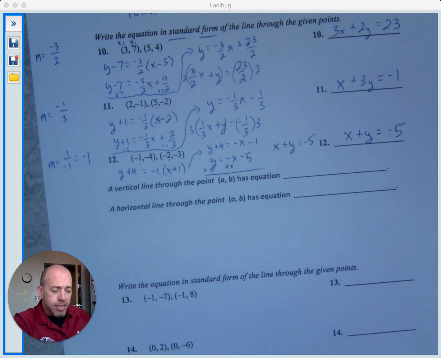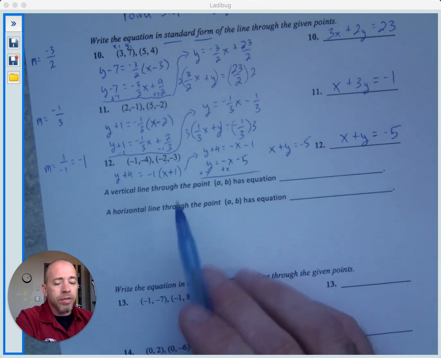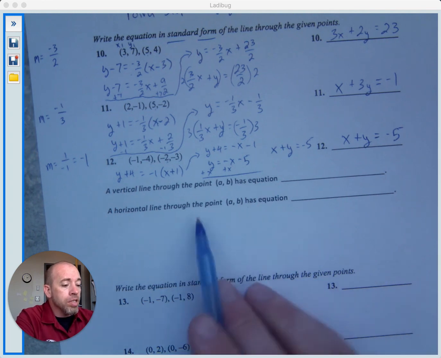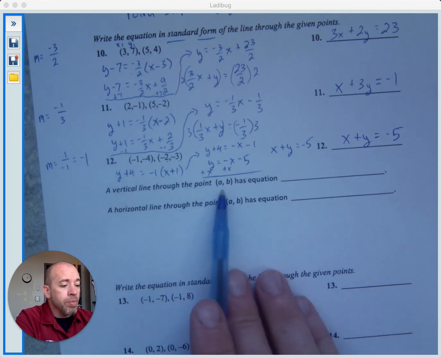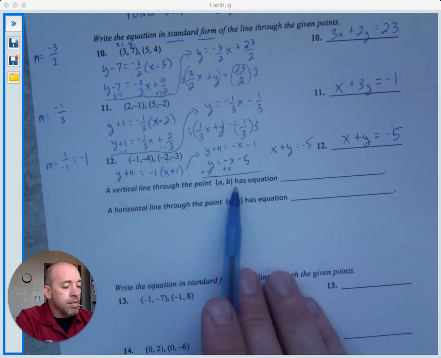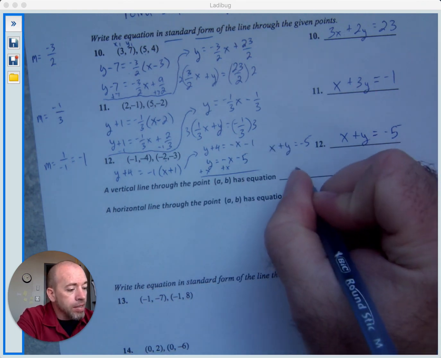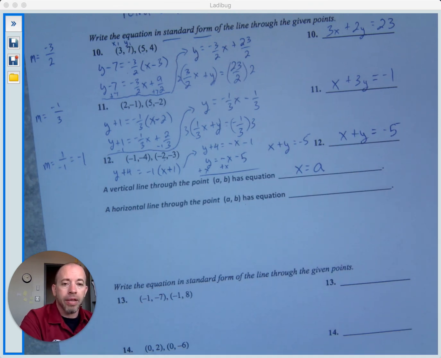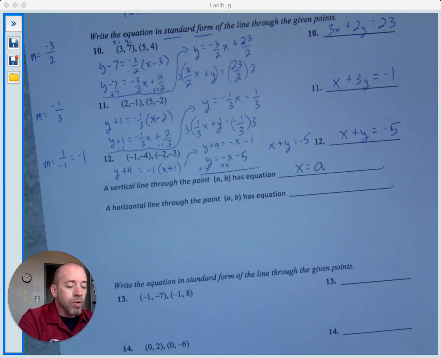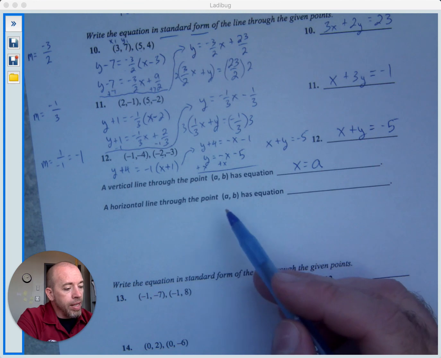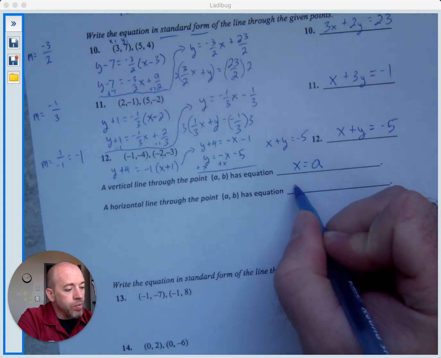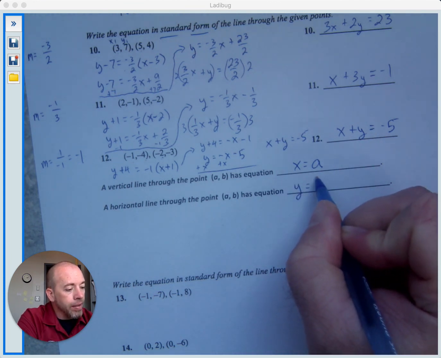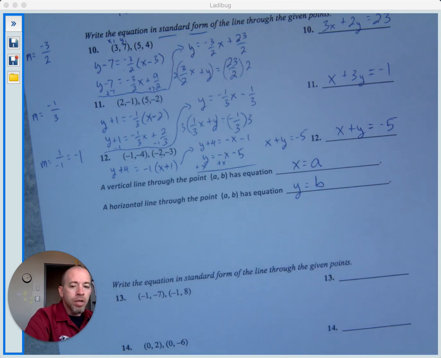special, and they're actually easier. They involve vertical and horizontal lines. So in general, a vertical line that goes through the point (a, b) has an equation x equals the x-coordinate a. A horizontal line that goes through the point (a, b) has the equation y equals the y-coordinate b. So if you know a line is vertical or horizontal, finding the equation is much easier.